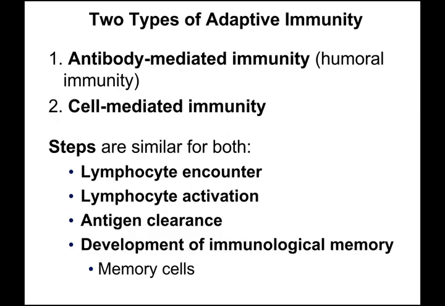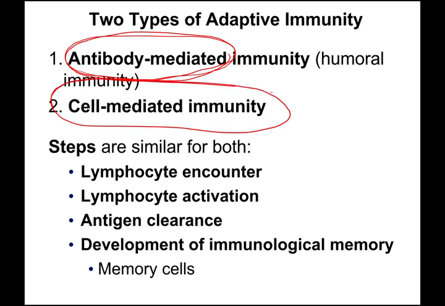Now, there are two types of adaptive immunity. There is antibody-mediated immunity, which is basically done by producing proteins called antibodies. And there is cell-mediated immunity, where instead the action against the pathogen is done by cells, specific cells activated by the specific antigen in the pathogen, and then these cells are the ones that directly kill the infected cells or pathogens by acting directly, not through proteins.